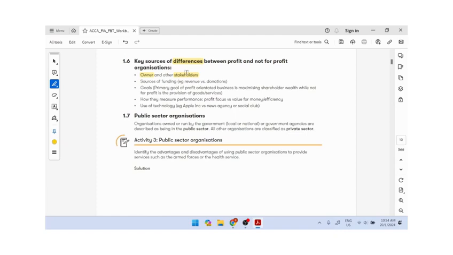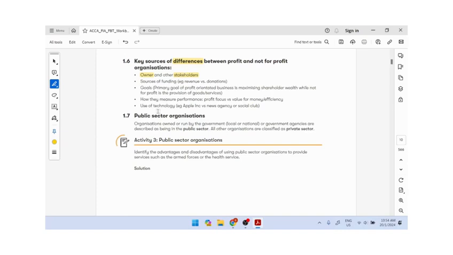NFP organization. The source of funding for profit organizations is revenue: they sell the product, then they earn the profit. But for NFP it is donation. Normally they get donations because they cannot generate profit. They don't sell a product. Those who help have no money to provide to them; they need to receive only. Goals.